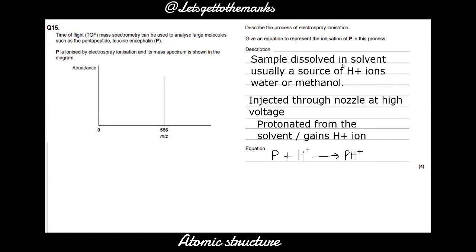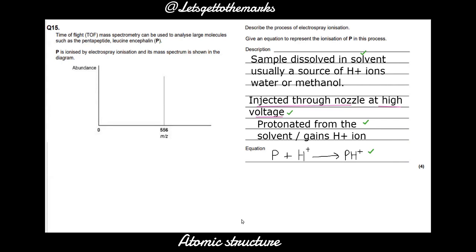So 1 for dissolving it in a solvent. You need to memorize this, have it on a flashcard. 1 for injecting through a nozzle under high voltage. 1 for protonation or adding a hydrogen ion. And then the equation. I would definitely have this on a flashcard as your 4 points to memorize for electrospray ionization.